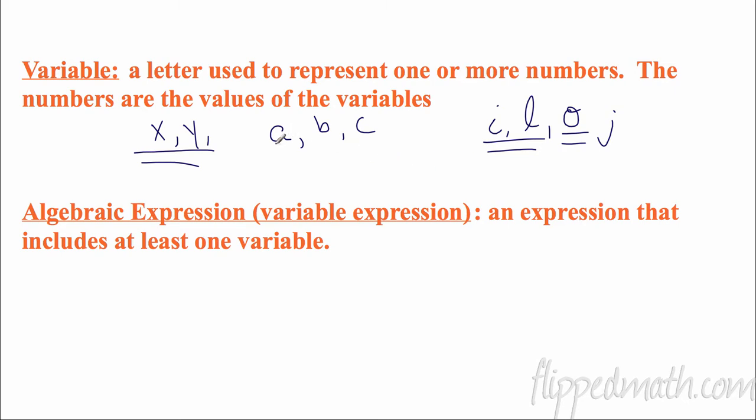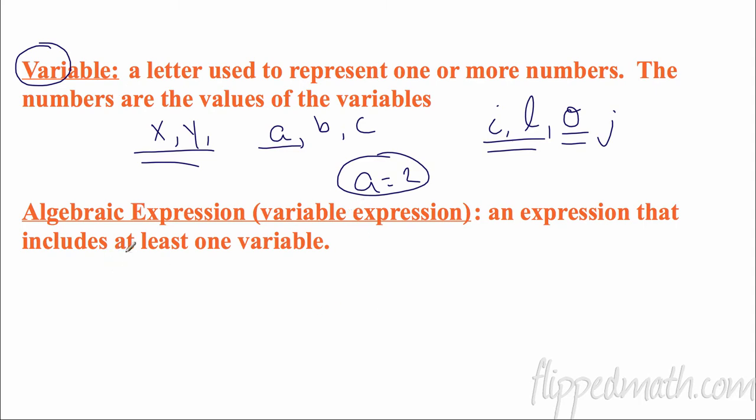Now you need to understand that if we have a situation where A is 2 in one problem, A is not always going to be 2. It may be 2 this time, and then next time it could be 7. All right, it's going to change. It is going to vary. That's why it's called a variable, all right?